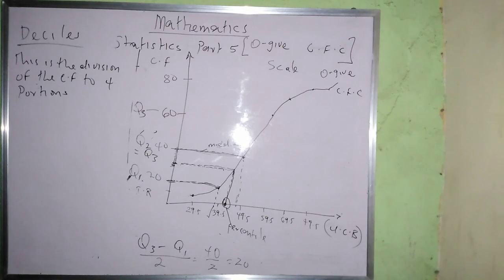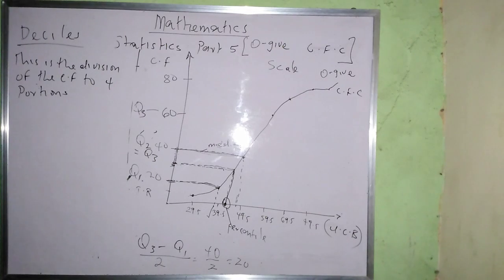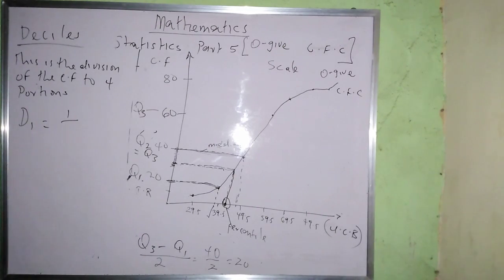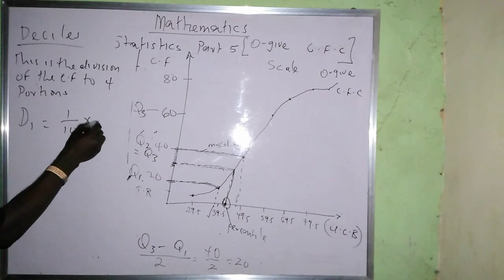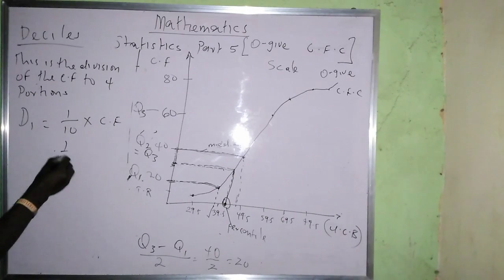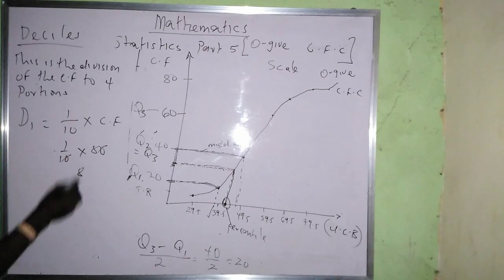Please, that is very, very important. This is the division of our cumulative frequency into 10 portions. For instance, if I'm talking about one decile, it means 1 over 10 times the cumulative frequency, 1 over 10 times 80, which is going to be 8. That is my 8.